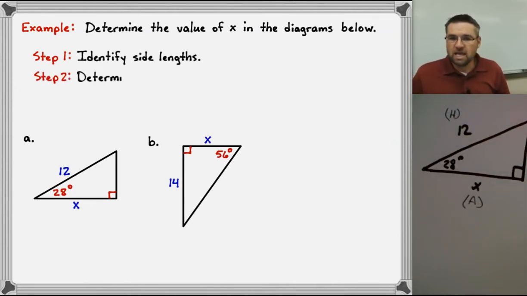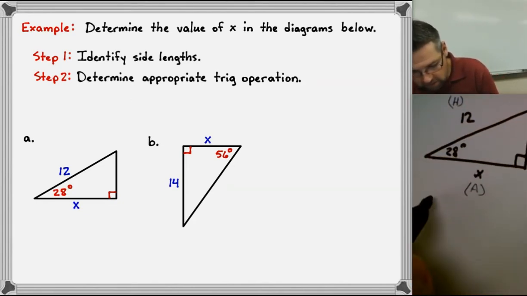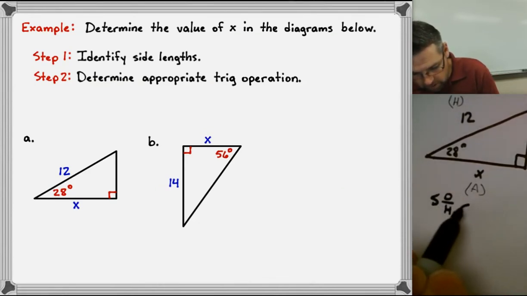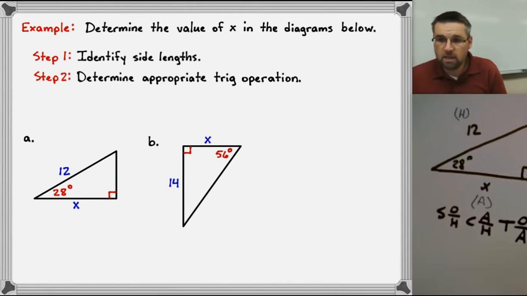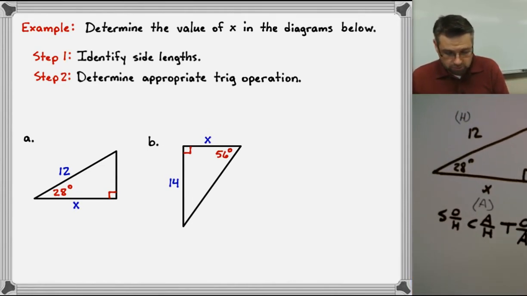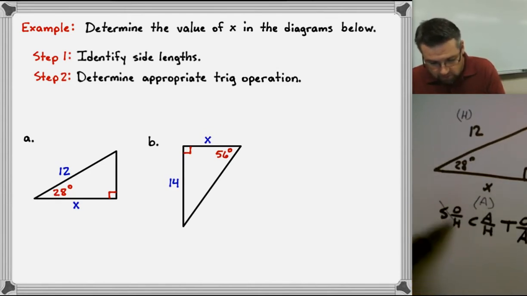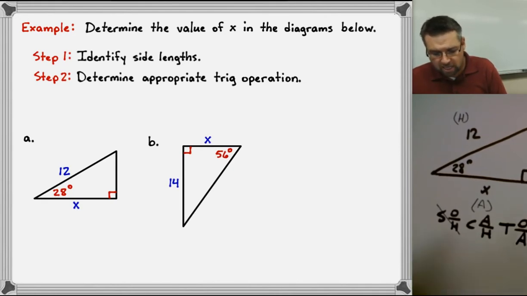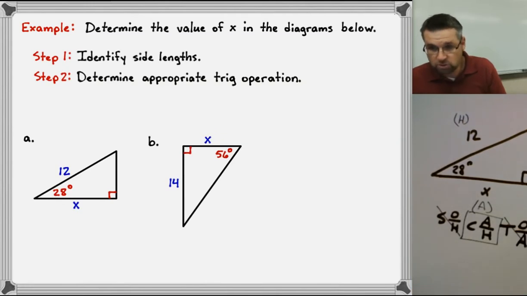Step two is to determine the appropriate trig function, right? Which operation, which function are we going to use? Well, we got to write down our acronym. Our acronym is SOHCAHTOA. Okay. Now, which trig acronym am I going to use? Well, if I'm asking for x, if I'm asking for the adjacent side, I'm not going to use sine because that doesn't have adjacent. And if I have the hypotenuse, that means I'm not going to use tangent, so I'm going to use cosine, okay?